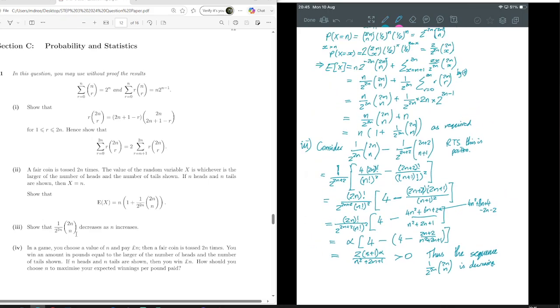So in particular, what is that saying? That's saying that this thing here is decreasing. This part of the expectation is decreasing.